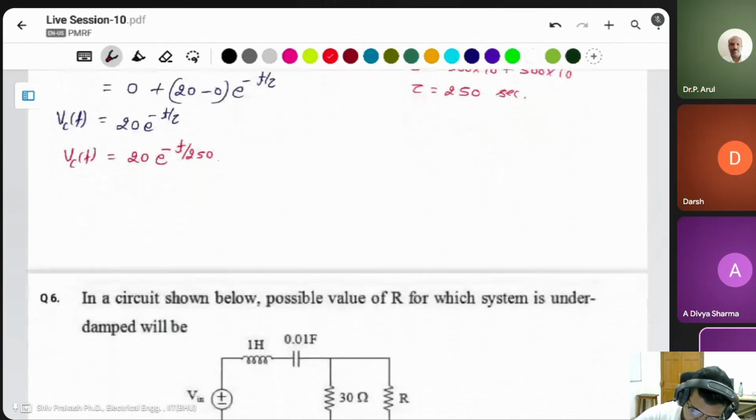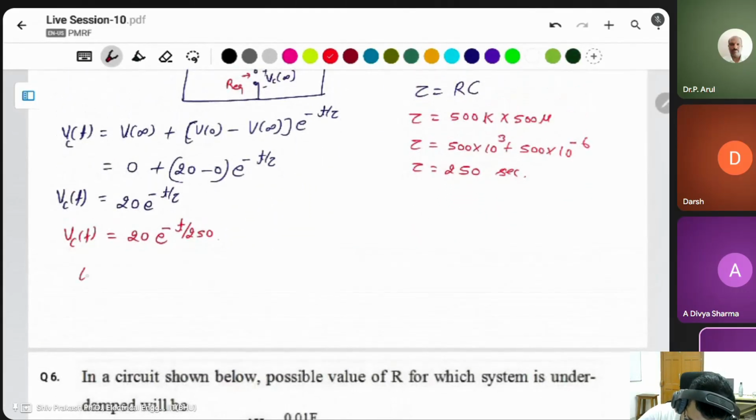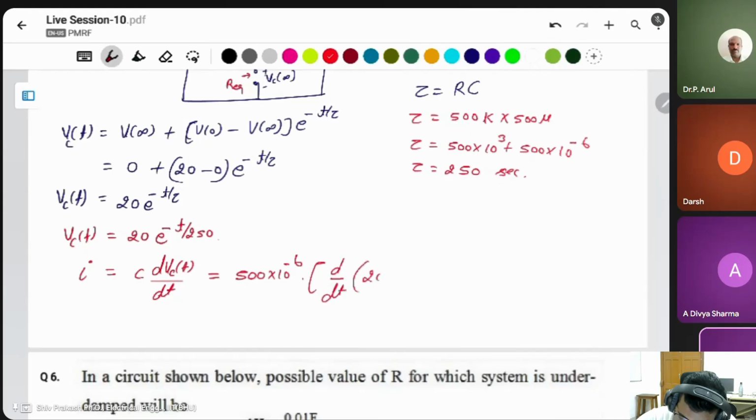Then after that we have to find the current. You know the capacitor current is C dVc by dt. The capacitor is 500 micro. It means 10 to the power of minus 6 into differentiation of this one, 20 e to the power of minus t by 250.